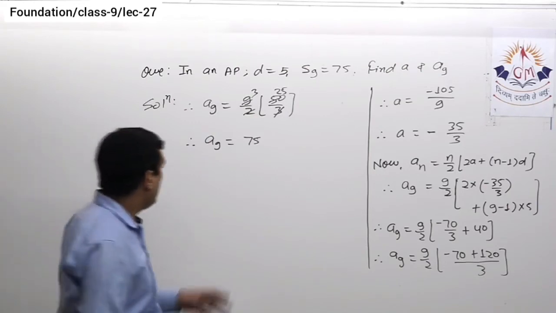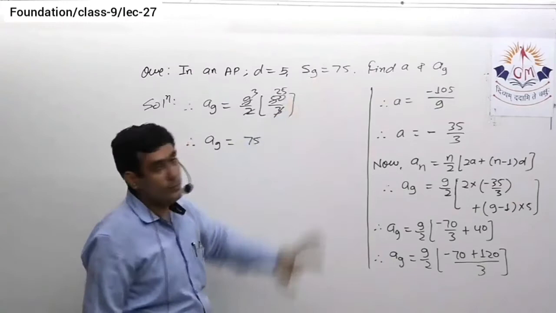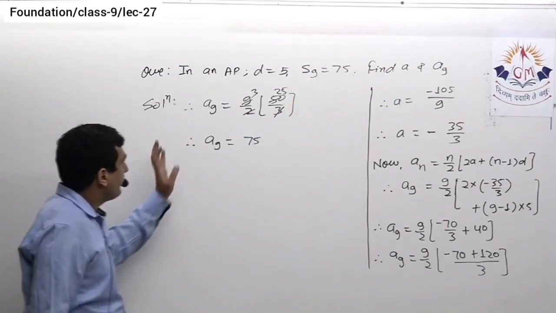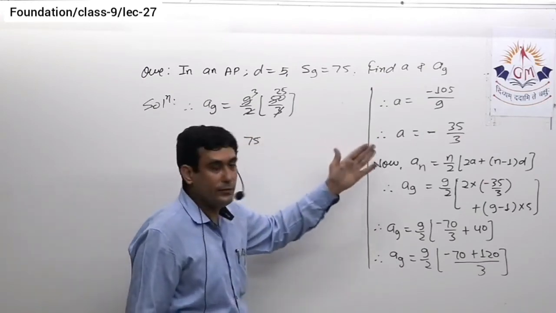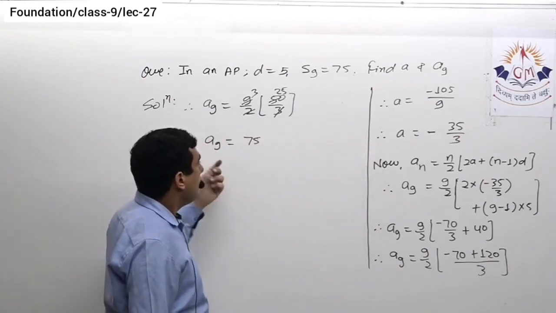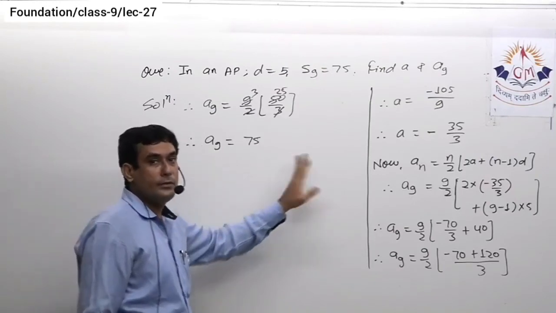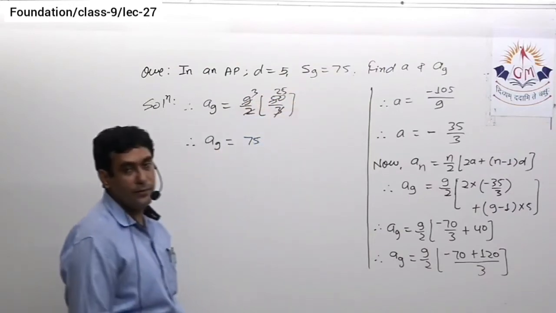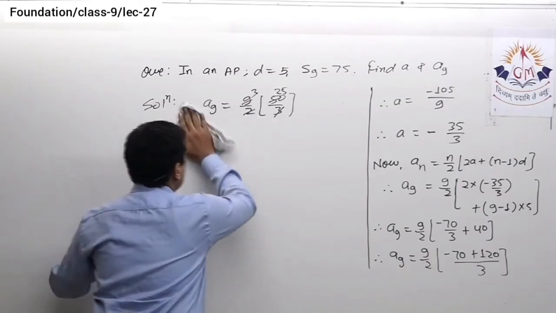Okay, here you can see ninth term is 75 as well as sum of 9 terms is 75. So it happens because first term is negative and there are some negative terms. Some terms which are negative and some terms which are positive will cancel out. That's why we are getting sum of 9 terms as 75. Okay, now let us see the next question.